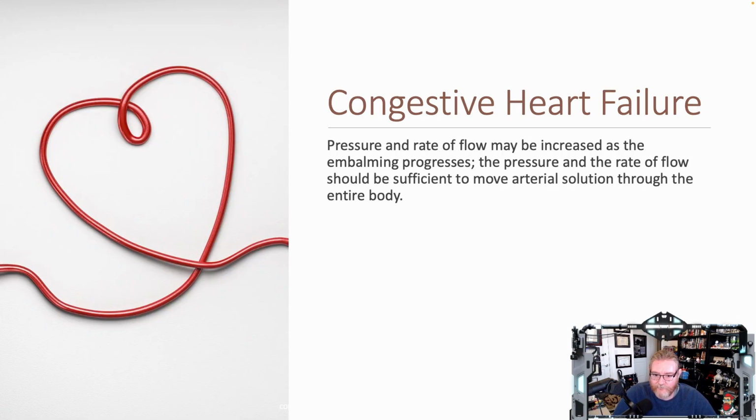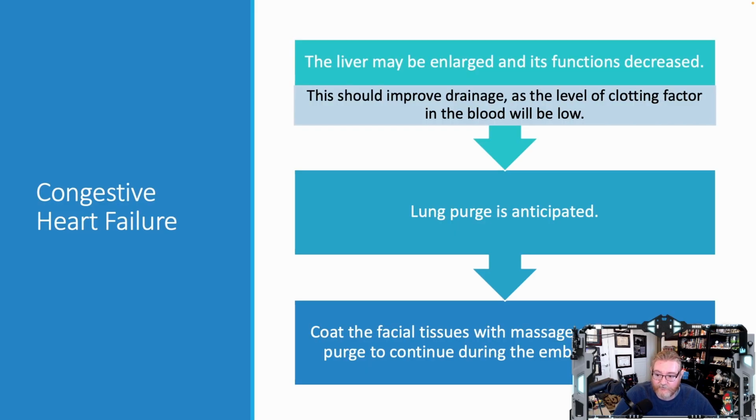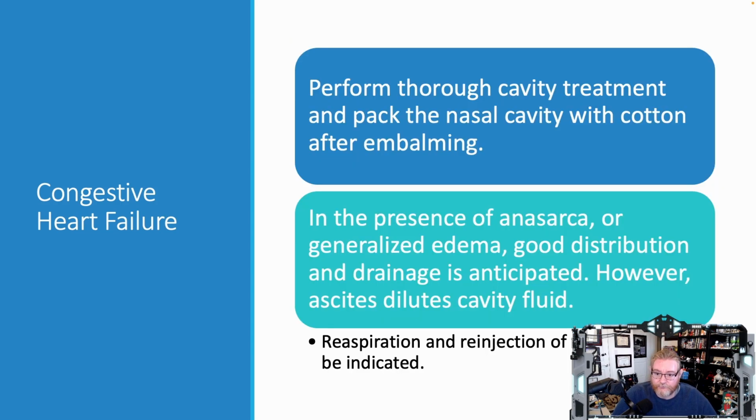Pressure and rates of flow may be increased as the embalming progresses. The pressure and rate of flow should be sufficient to move arterial solution through the entire body. The liver may be enlarged and its functions decreased. This should improve drainage as the level of clotting factor in the blood will be low. Anticipate lung purge, and coat the facial tissues with massage cream and allow purge to continue during the embalming process. Perform thorough cavity treatment and pack the nasal cavity with cotton after embalming.